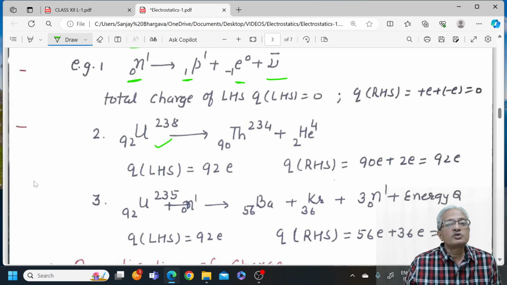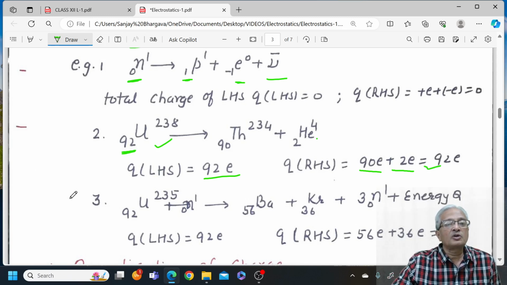Uranium-238 decays to thorium-234 with emission of an alpha particle. What is the total charge on the left hand side? 92 times the electronic charge. And what is the charge on the right hand side? It is 90 times e plus 2 times e, which would be 92 times e.